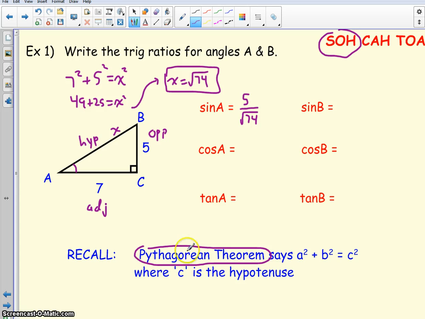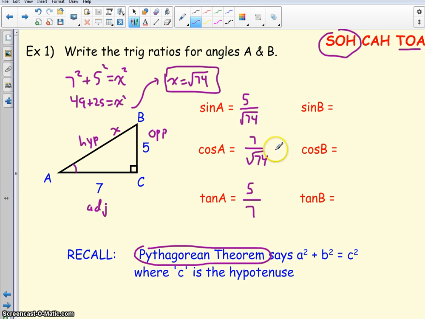Okay, hopefully you've given those a try. Hopefully they went well, but let's just go through them here. So for the cosine of A, cosine is adjacent over hypotenuse. My adjacent has a length 7. My hypotenuse is root 74. Okay, for tan A, tan is opposite over adjacent. Opposite to A is 5. Adjacent is 7. Okay, that gets my 3 ratios for angle A.